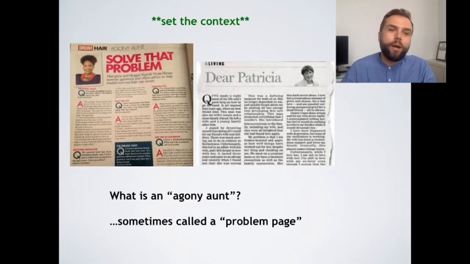So an agony aunt is somebody who works for a magazine or a newspaper, and they give advice. So people write their problems to the newspaper or magazine, and in the agony aunt page, an expert gives some advice about life issues and health and things like that. So this is often called an agony aunt page, or sometimes called a problem page. Now, this is the context that we're going to use for this lesson. Okay, so the teacher has set up a context which is related to the language function.